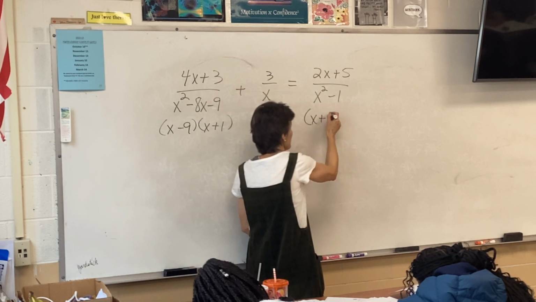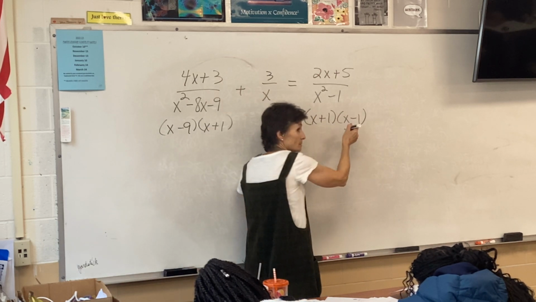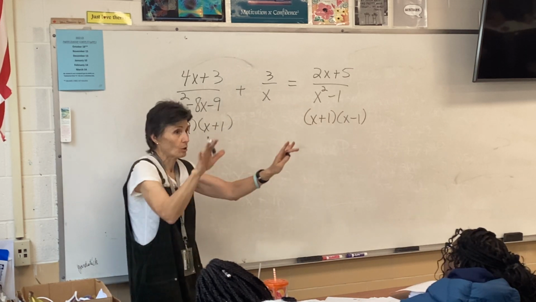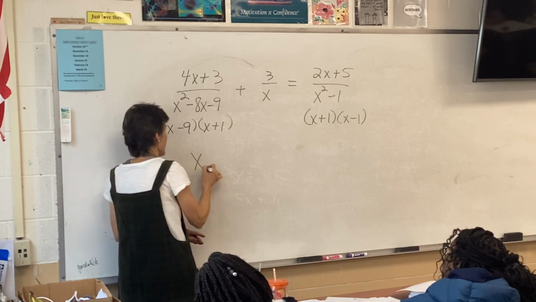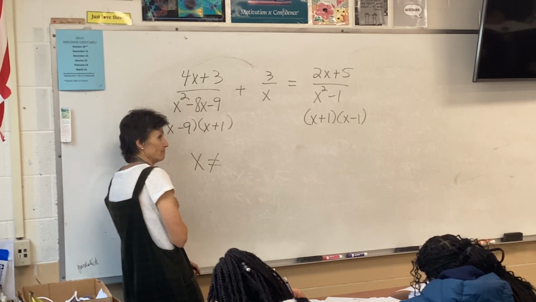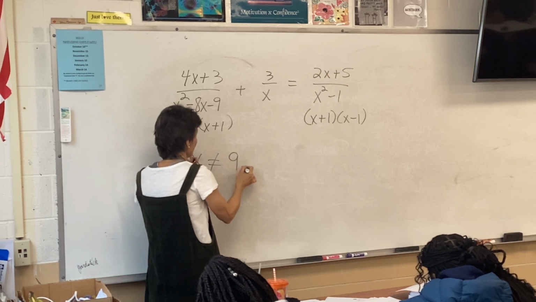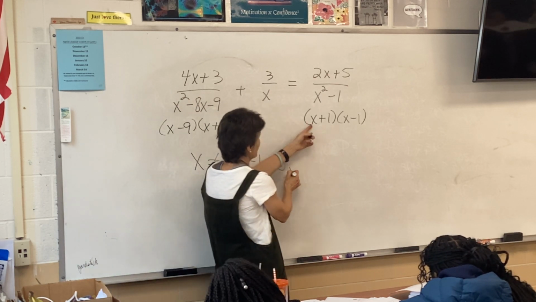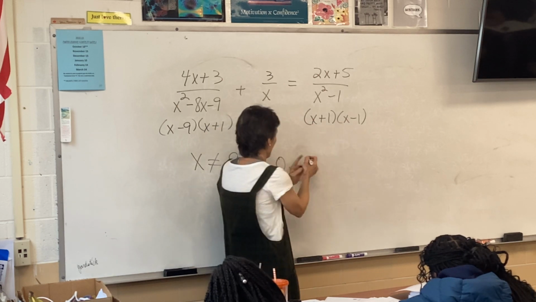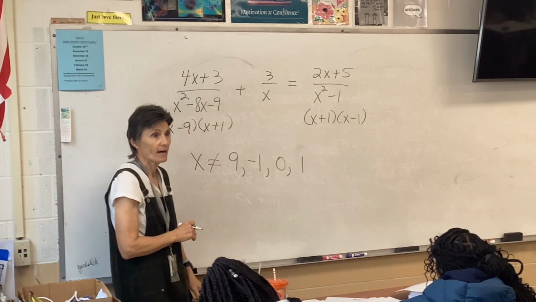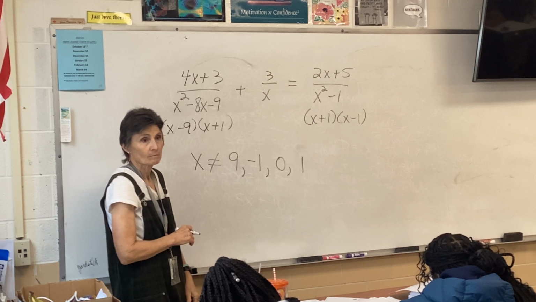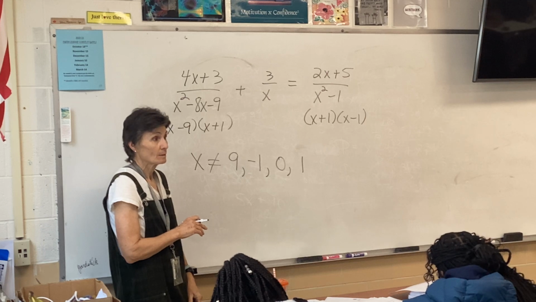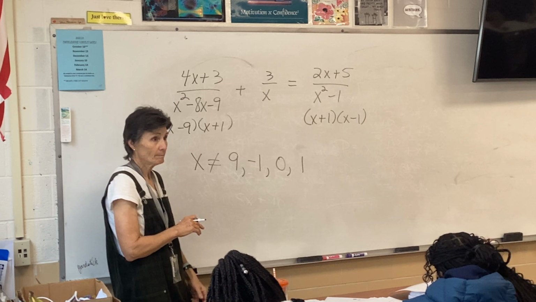This one, x plus 1, x minus 1. Now, don't get a common denominator. Don't do any work. Look at it and say, okay, x can't be what? 9, negative 1, 0. I already have negative 1, or 1. Those are my excluded values. That's it. That's all you're doing for the problem. Okay?